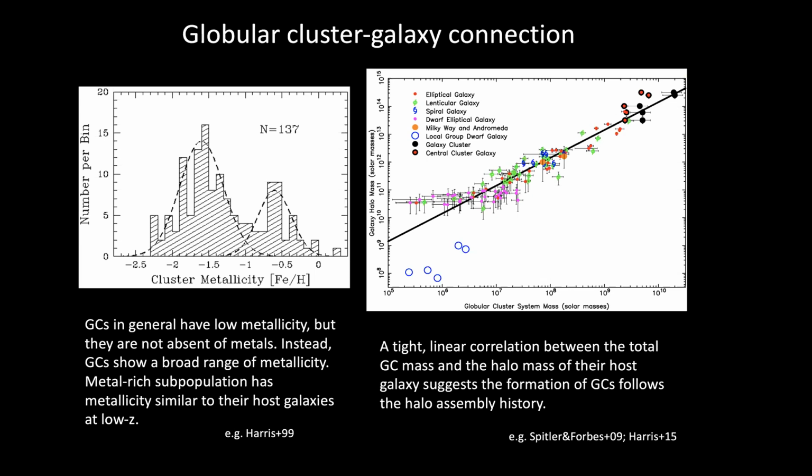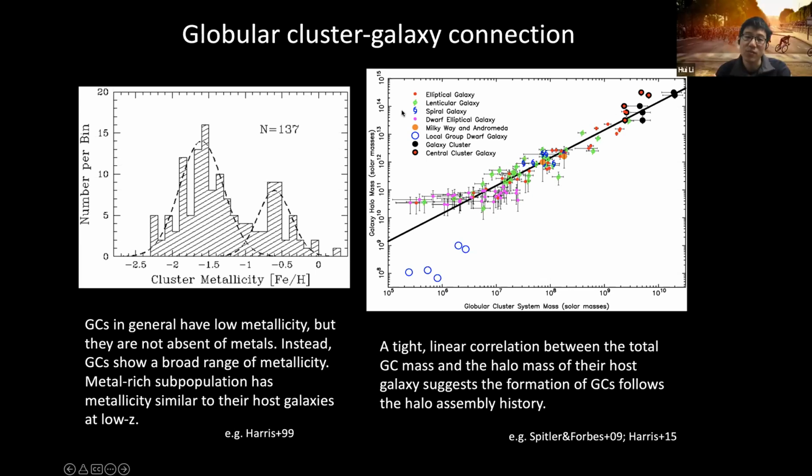And the y-axis is not the galaxy stellar mass, it's the total mass, including the dark matter halos. It's the total mass of the whole system. So this is kind of strange because we kind of assume the globular cluster is the stellar component of the galaxy, but why is it connected with the total or the halo mass of the system?